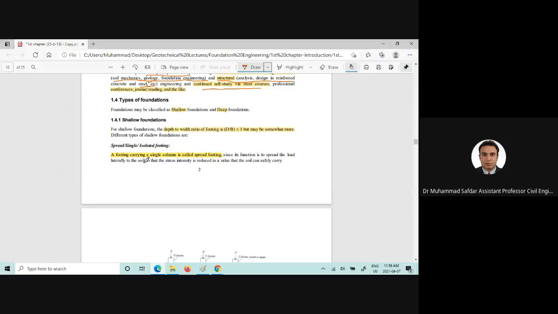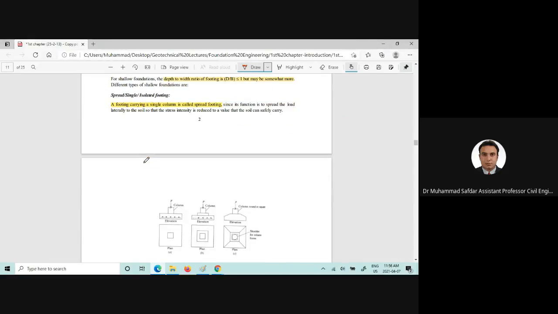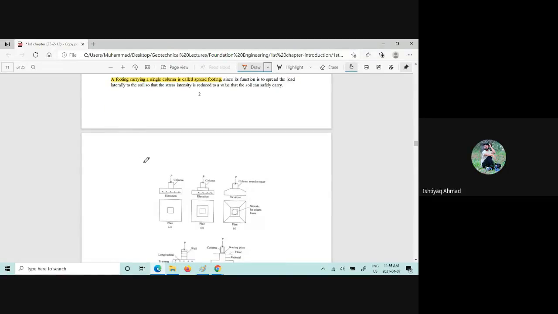Now, there are different types of shallow foundations depending upon the shapes and how they transfer the load.